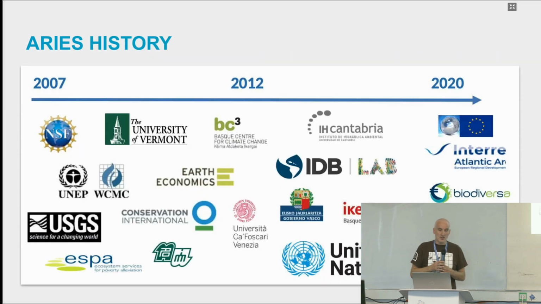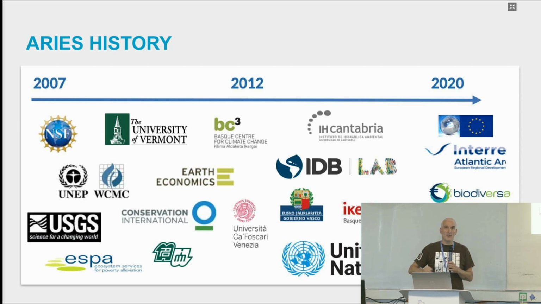A tiny bit of history. This all started in 2007, so it has been around for quite a while, at the University of Vermont as a scientific project. It attracted various fundings. In 2012, Professor Villa went to BC3, where the headquarters of k.LAB and ARIES resides. That's the Basque Centre for Climate Change.